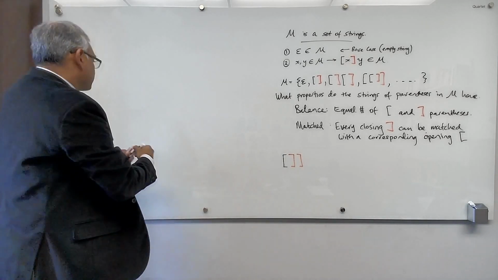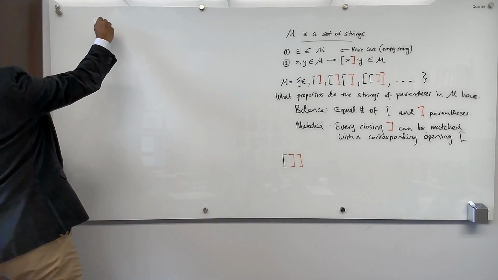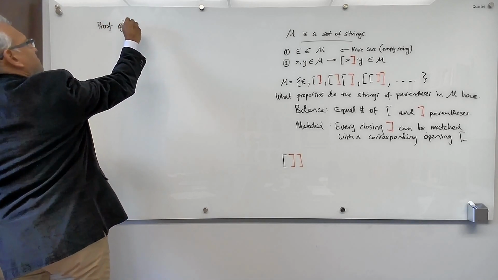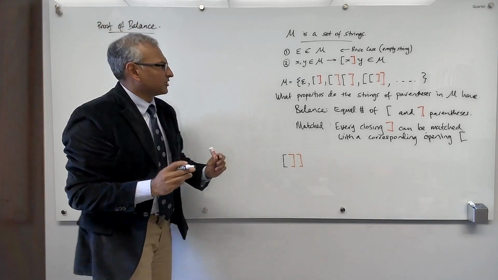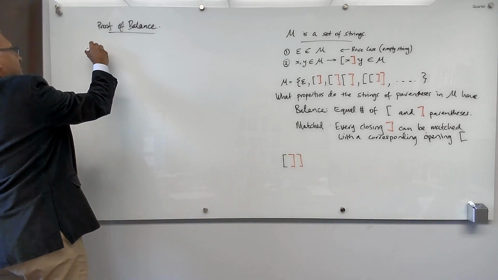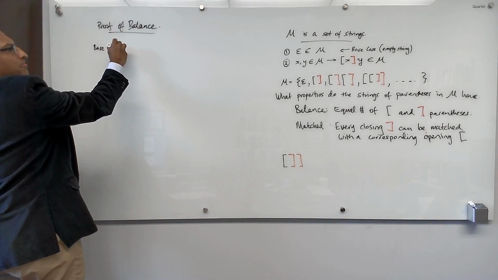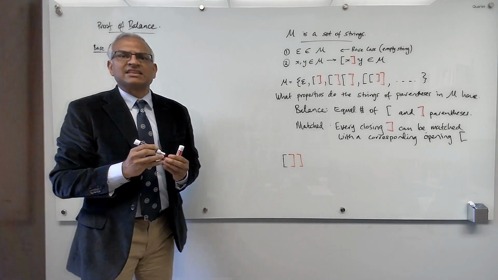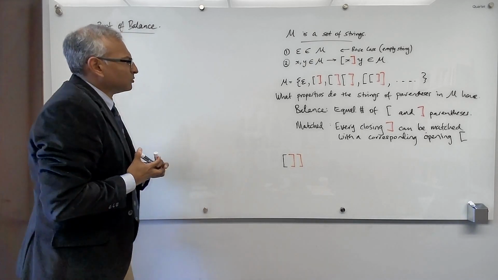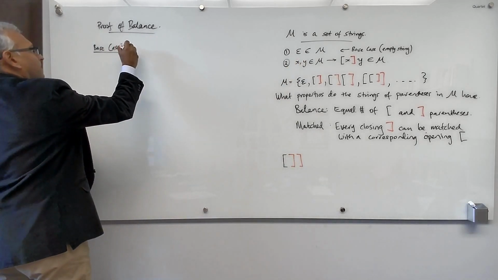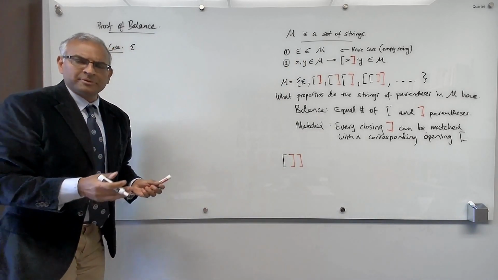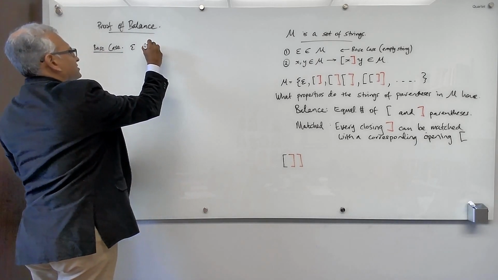Proof of balance. Well, we use structural induction, the same philosophy. Okay, so base case: the primordial ancestors. There's only one primordial ancestor, which is epsilon, and it has 0 opening and 0 close, so it's balanced.